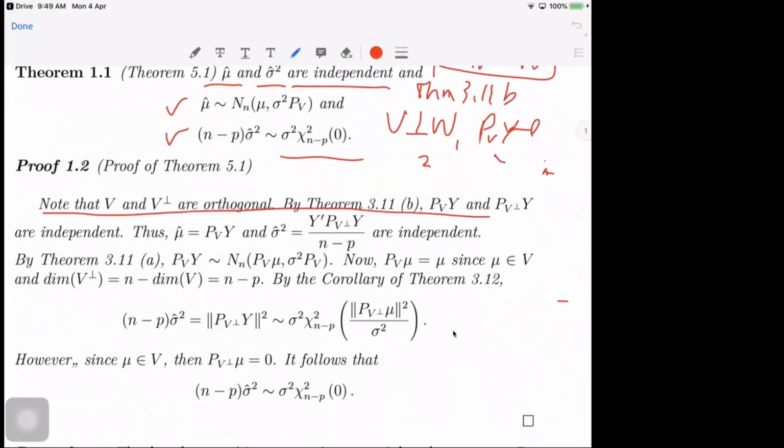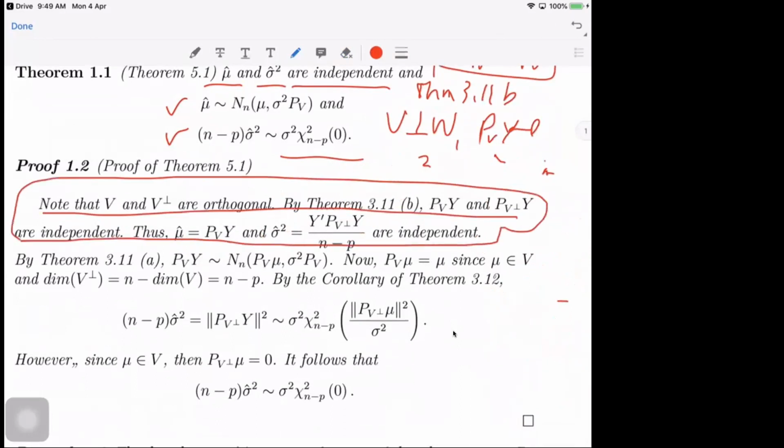So this part here just proves that mu hat and sigma hat squared are independent. Next, we show the distribution of mu hat and the distribution of sigma hat. So if you are asked to show that mu hat and sigma hat are independent, you need not write all of this. The solution is just these two statements here.